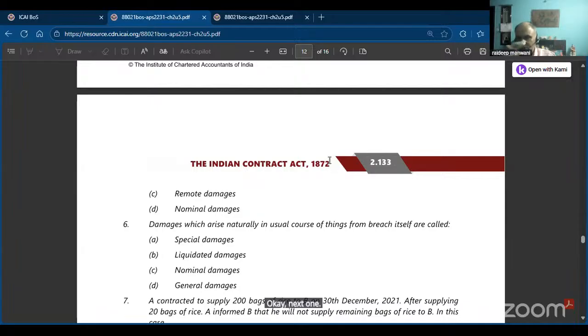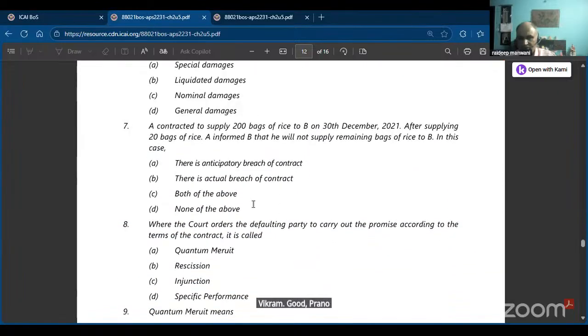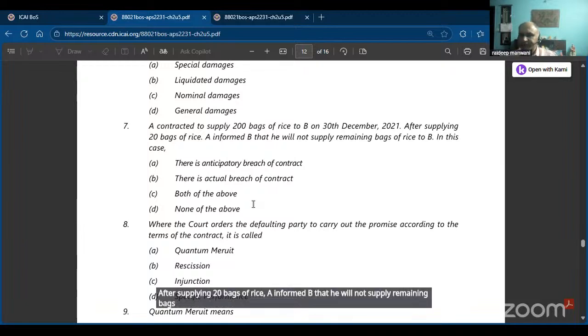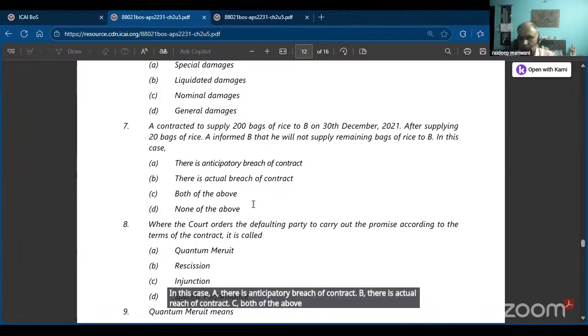Vikram. Read, Pranav. A contracted to supply 200 bags of rice to B on 30th December 2021. After supplying 20 bags of rice, A informed B that he will not supply the remaining bags of rice to B. In this case, A, there is anticipatory breach of contract. B, there is actual breach of contract. C, both of the above. D, none of the above. Sir, both of the above.